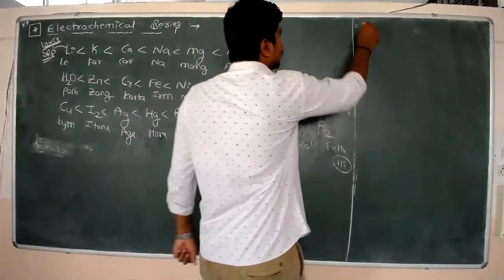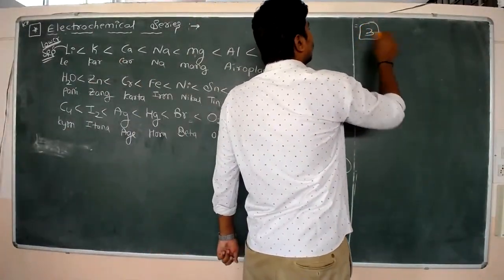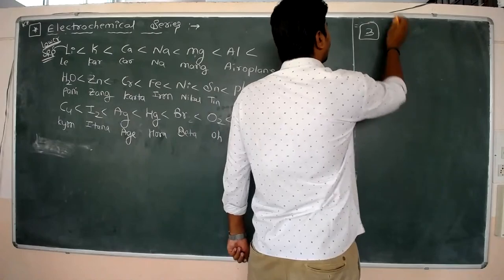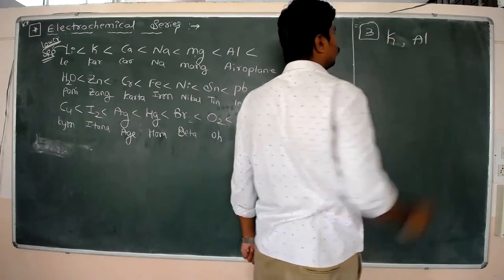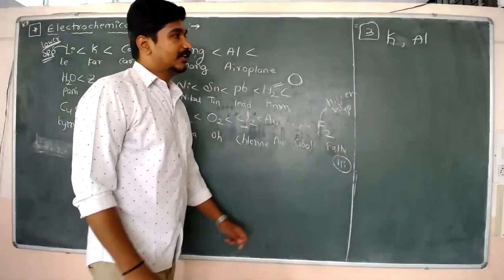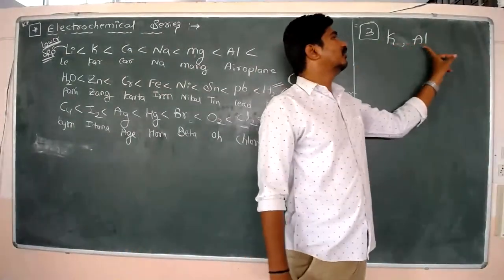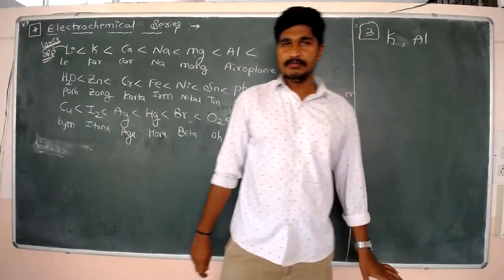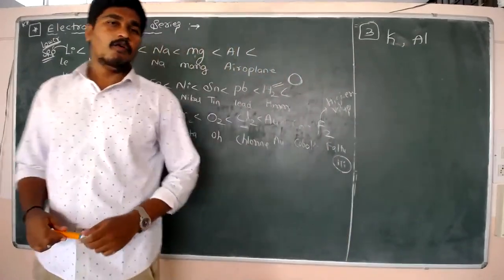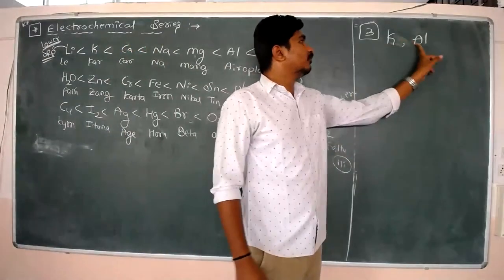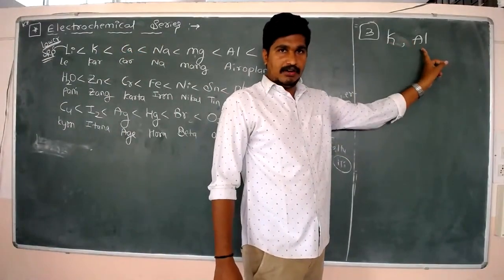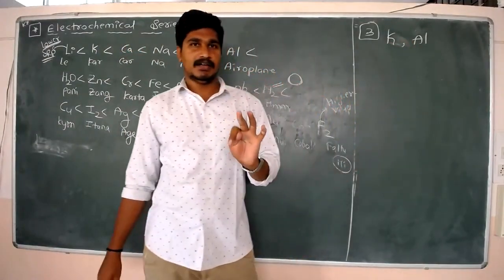Here, the third thing I want to tell is about potassium and aluminum. Two elements are there. Here I am taking two elements, potassium and aluminum. He is asking which is more reactive of these two. Option A, potassium. Option B, aluminum.